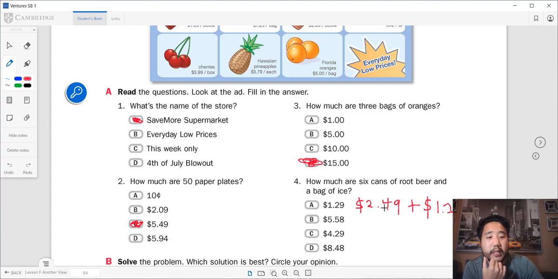So if we add them together, it's going to cost us $5.58. Or another way of saying this is $5.58.